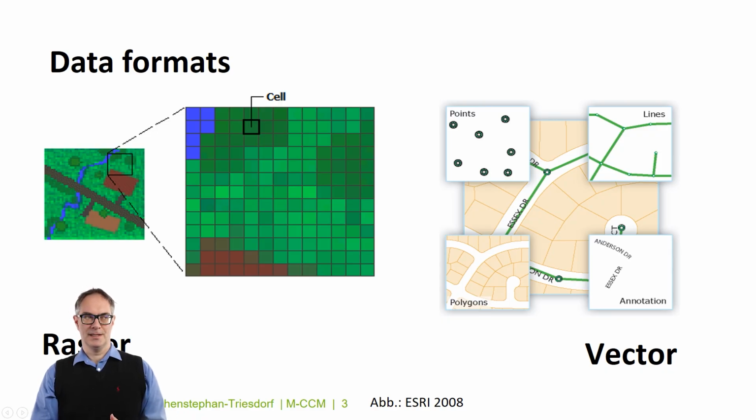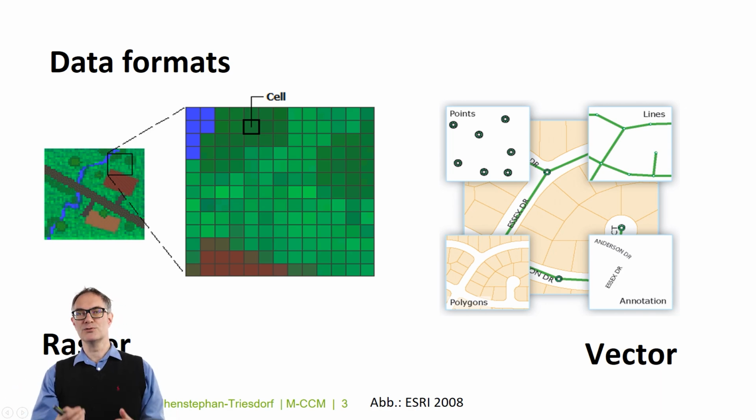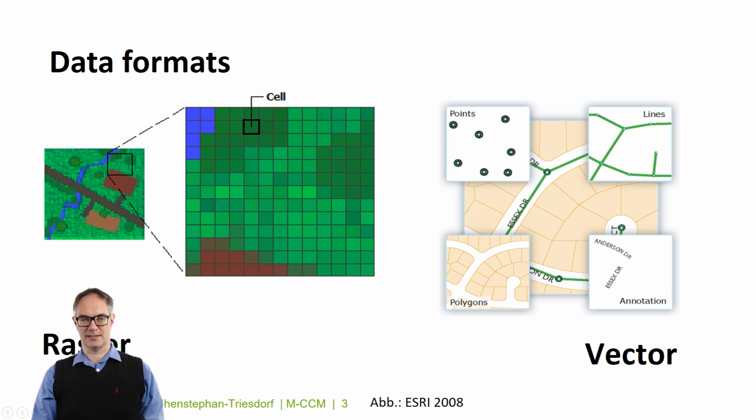In contrast, vector data consists of points, lines, and polygons. And you can zoom in as much as you want, but you won't have any of this pixel effect. You can also attach information to the points, lines, and polygons, and then analyze these, calculate a lot of statistics with them, something that's not the same in raster data.